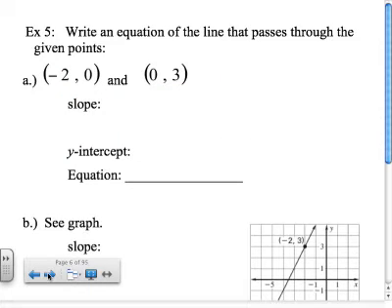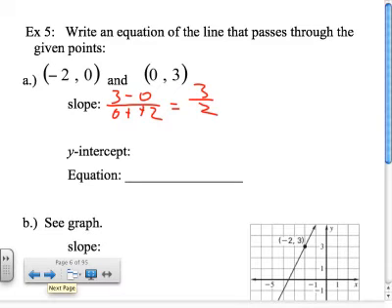Okay, write the equation of the line that passes through the given points. All right. So again, this is one where I don't give you a graph, so it's not as straightforward. But I can find the slope pretty easily. Slope is y2 minus y1 over x2 minus x1. So it's positive 3 over 2.